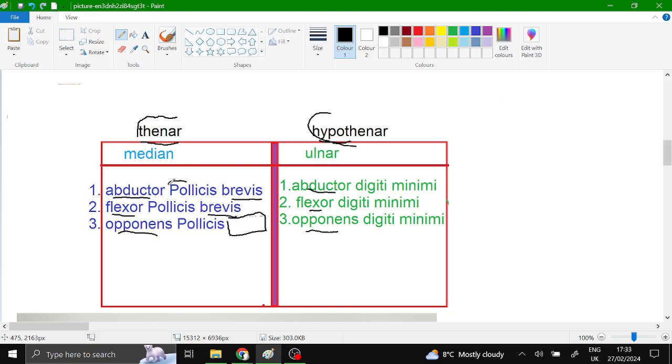Now the word pollicis in Latin means the thumb, and digiti minimi in Latin refers to the little finger. So we have abductor of the thumb, flexor of the thumb, and the opponens or opposition of the thumb. Then we have abductor of the little finger, flexor of the little finger, and the opposition or opponens of the little finger. And always at the end add the word brevis.